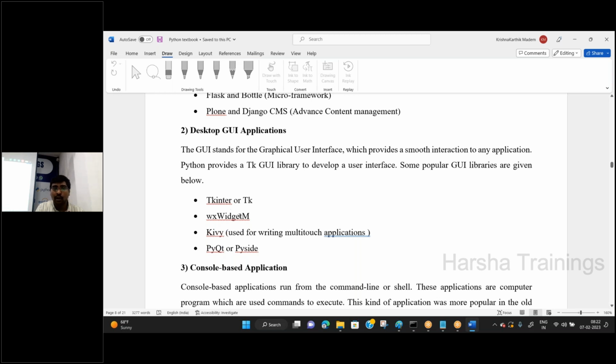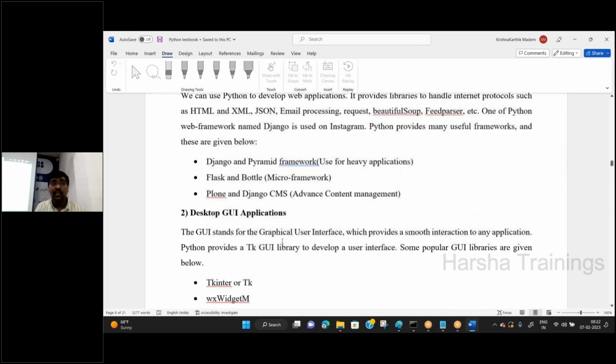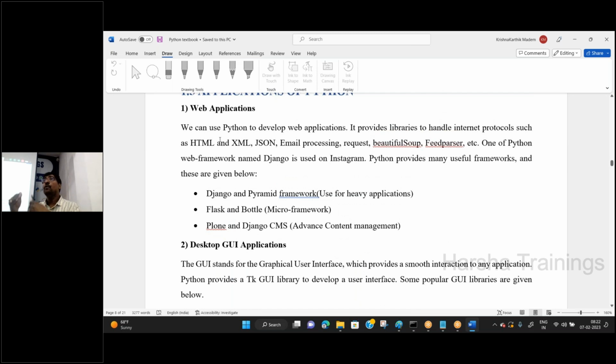Suppose Tkinter is a module, package or module, wxPython, Kivy, PyQt. That means you need to know, okay, sir, these are the modules available, and you have to use that module. By using Python, you can create any web applications. So these are the modules.